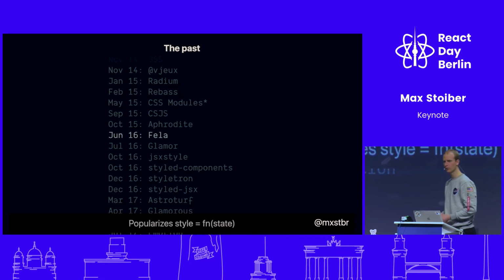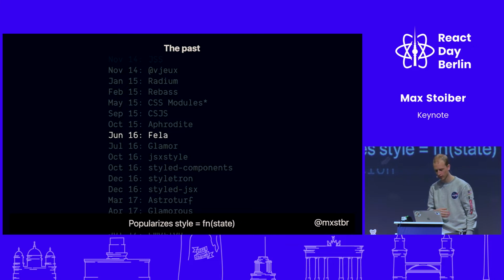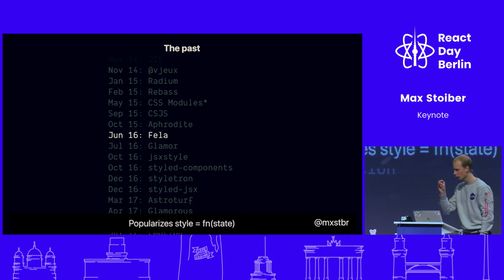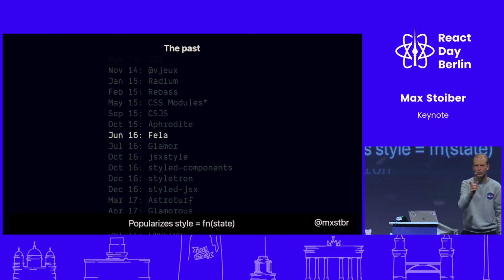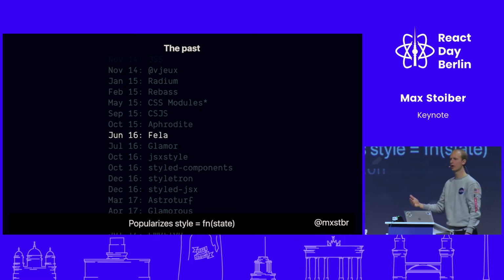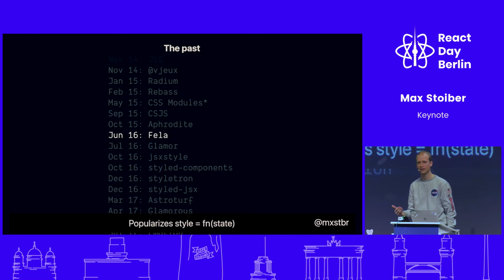In June of 2016, Robin, who I think might also be in the audience, released Fela. Fela is a great library, again, still maintained, still being used by lots of people, still awesome. That was really the first one to focus in and hone in on this concept of style is a function of state. Just like React popularized your view is a function of state, Fela popularized your style is a function of state, which actually works super nicely with the React component model.